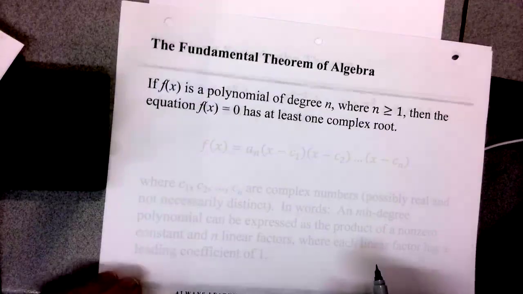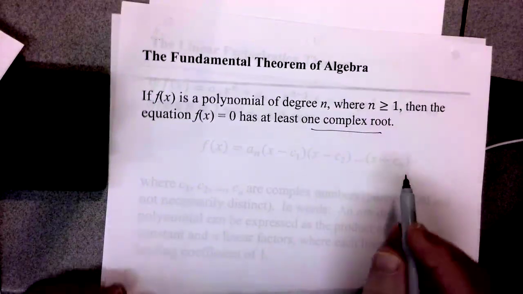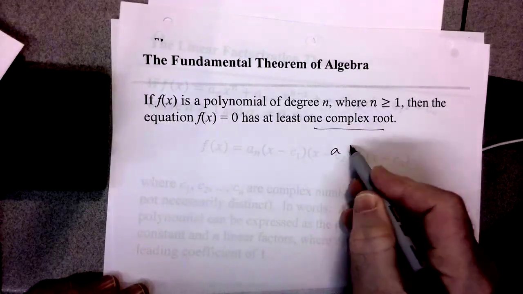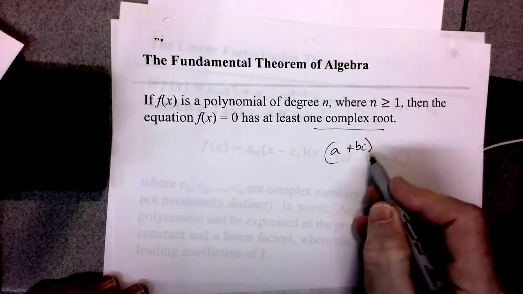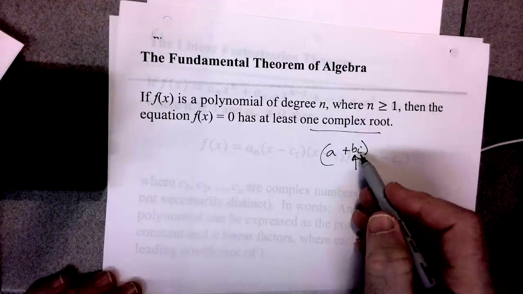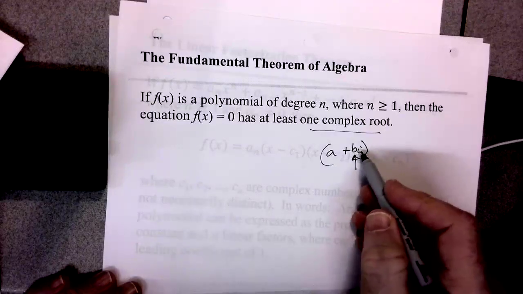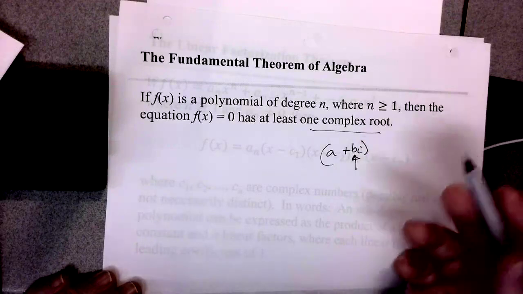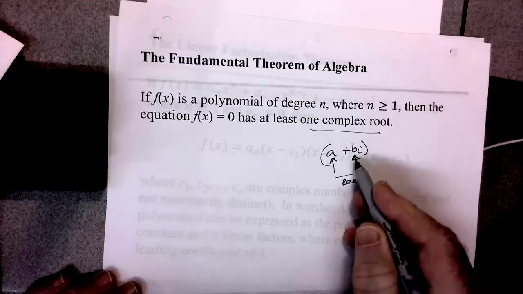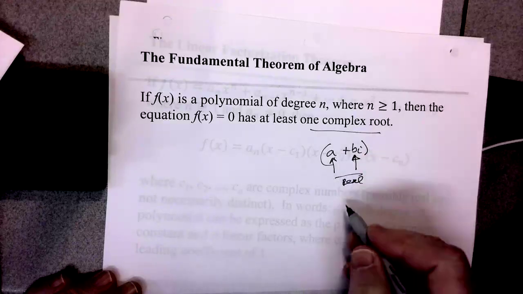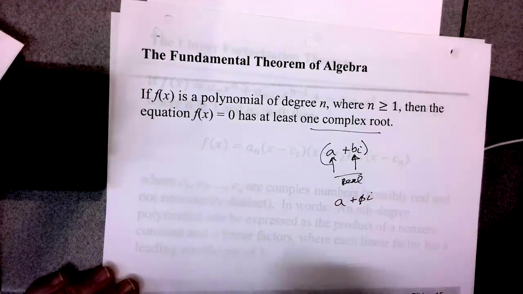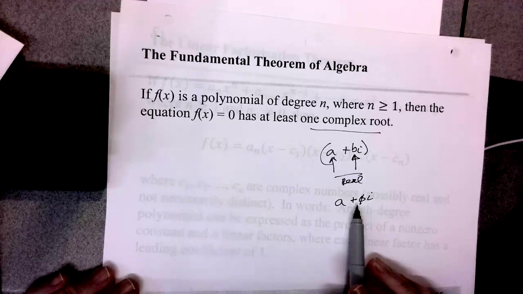Now, this phraseology here, where it says it has at least one complex root. They don't mean that every polynomial will contain a root that has a real number value for b. In other words, we don't always have roots or factors that include an imaginary value, because you can make the case that since a and b are real numbers, if b is 0, then what do I have? I just have a. So I could say a plus 0 times i is in fact a complex number.